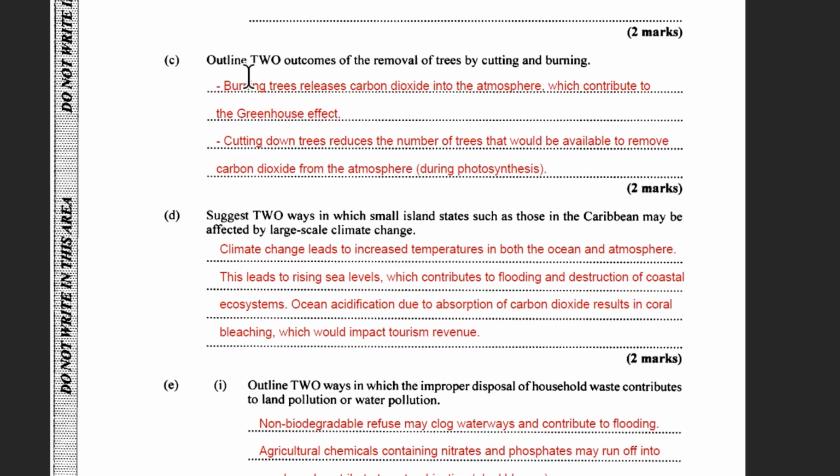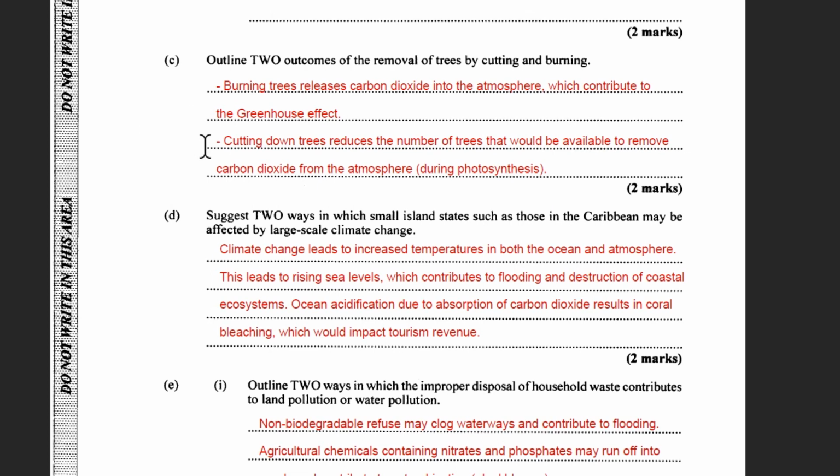C. Outline 2 outcomes of the removal of trees by cutting and burning. Well, first of all, burning the trees is going to release carbon dioxide into the atmosphere. That's going to contribute to the greenhouse effect because you're going to get a huge greenhouse layer of carbon dioxide in the atmosphere. That's going to trap long wave radiation and heat, and that's going to lead to an increase in temperature and climate change.